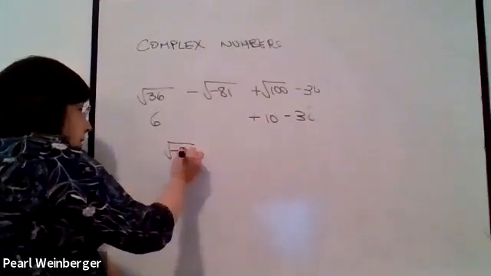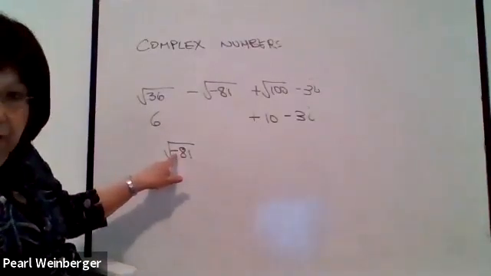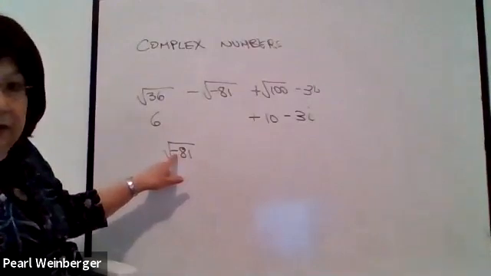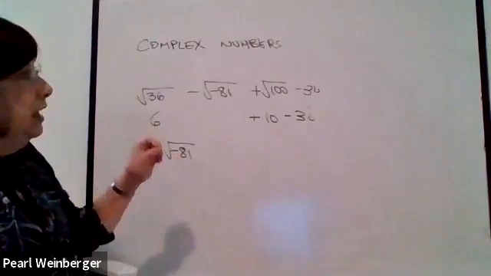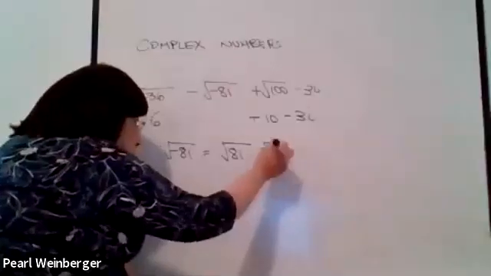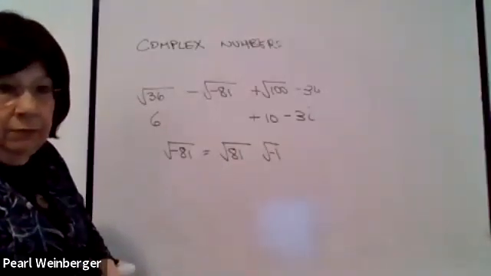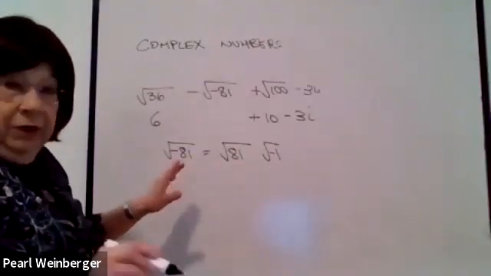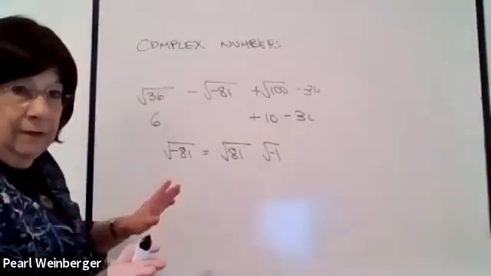What about the square root of negative 81? What's the problem with that? The problem is this negative here. This negative is telling me that I'm going to have a complex number. I have a square root of 81 and negative 1, and I break it up into the square root of 81 and the square root of negative 1. These are both inside radicals. Everybody okay? Everybody following me? Yeah.